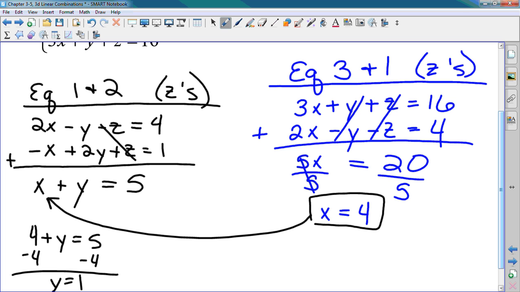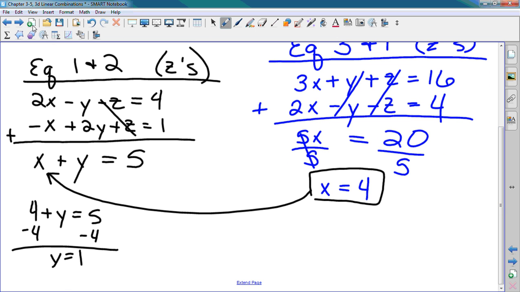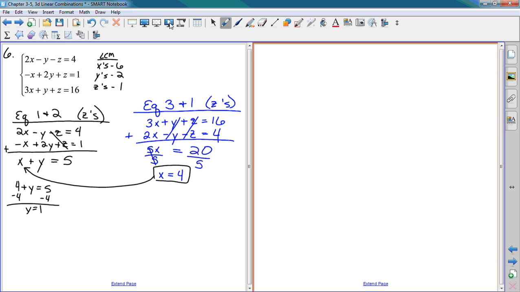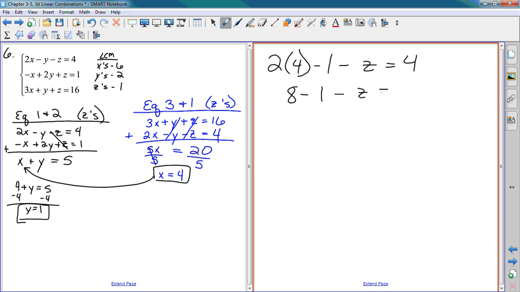How do I find z? Go all the way back up to the top and plug in your x, y, and z. I'm going to use another sheet of paper like this so that you guys can see. Doesn't matter which equation you choose. Pick one. I'll use the first one. So I have 2x, so 2 times 4, minus y, minus z. Oh, what is y? I know what y is, don't I? Y is 1, minus z equals 4. So I have 2 times 4 is 8, minus 1, minus z equals 4. 8 minus 1 is 7, minus z equals 4. Subtract 7. I'm just playing algebra.